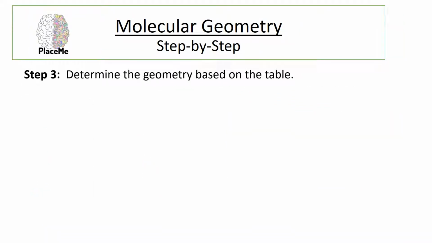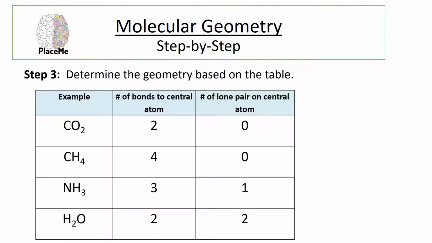Step 3 is to determine the geometry based on the table. So let's pull up our table again, and let's see what each of these mean. For any molecule, when you have 2 bonds to the central atom and 0 lone pairs, you have a linear geometry. Why do you have this geometry?